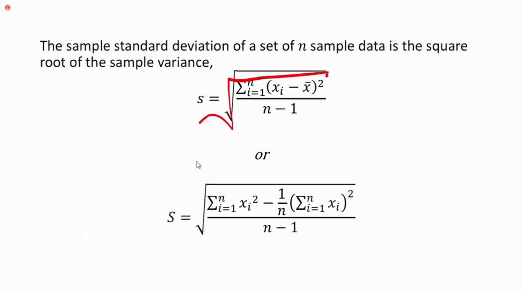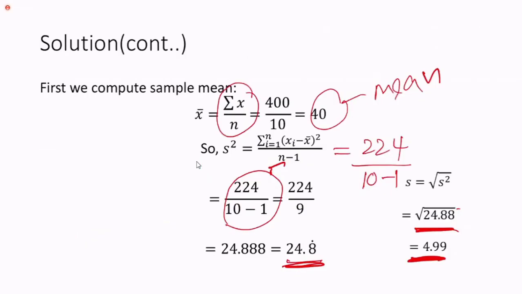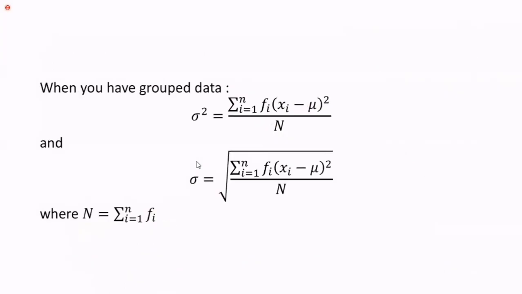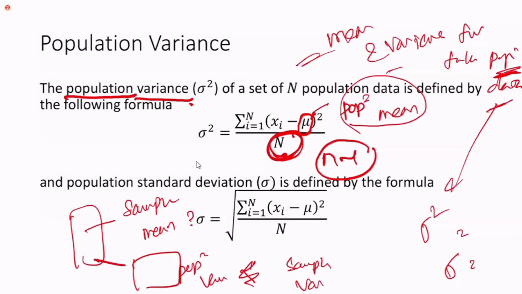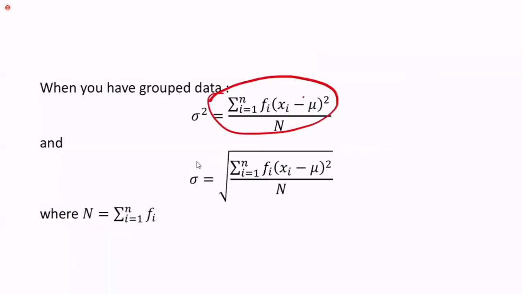One group data. When you have group data, the formula becomes this. Okay, I will explain it. If you have population data, then the formula is summation fi times xi minus mu squared over n. This is for population variance.